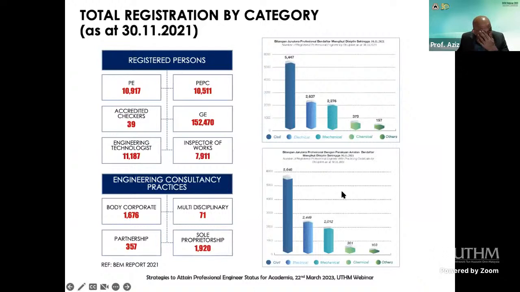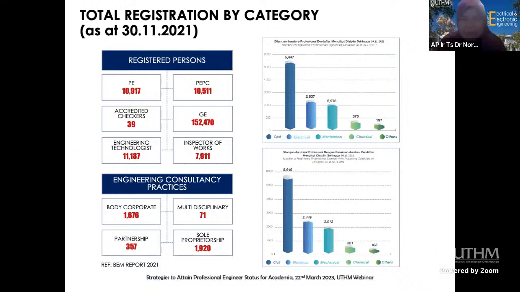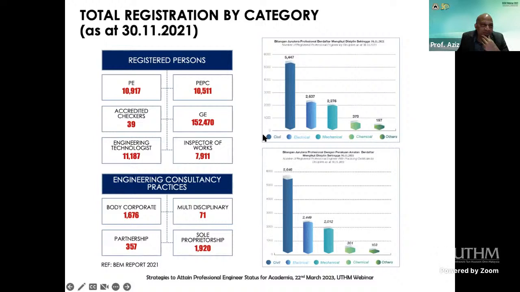Okay, now just to see some idea. Right now, the number of PEs in Malaysia is 10,000 plus. The number of PPC at that time. Now it has probably increased. Now there are also accredited checkers. Okay, this is for cyber, maybe. Graduate engineers are our students in their final year.